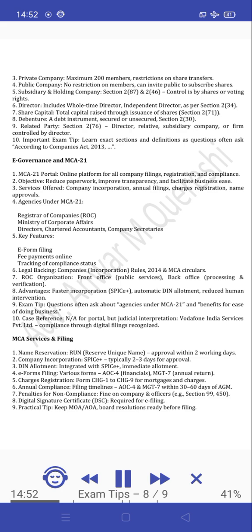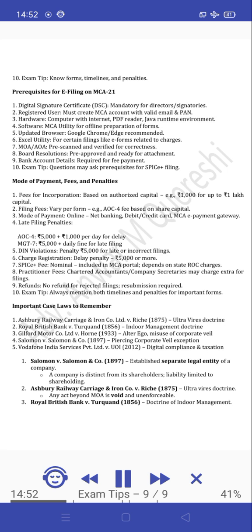Keep MOA, AOA, and board resolutions ready before filing. 10. Exam tip: know forms, timelines, and penalties. Prerequisites for e-filing on MCA 21. 1. Digital Signature Certificate (DSC): mandatory for director signatories.